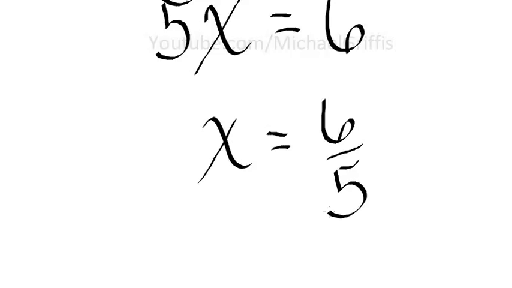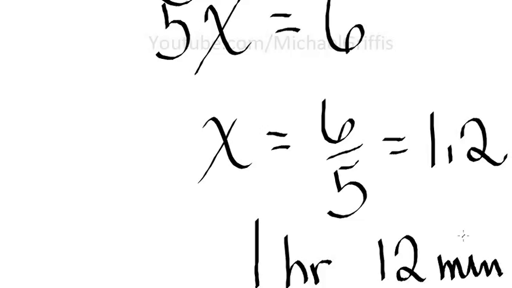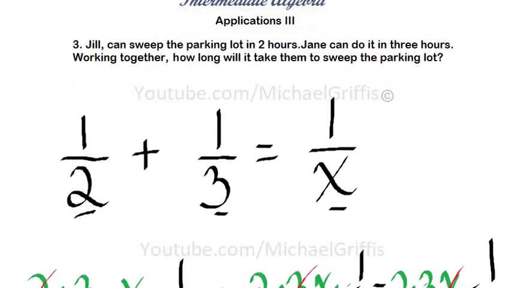So what's that going to end up being? That's 1 point something or another. Let's look. Right, so this becomes 1.2 hours. So 0.2 times 60 would be the minutes. So this looks like it's going to take 1 hour and 12 minutes. Just convert that over. 1.2 hours is 1 hour and 12 minutes.